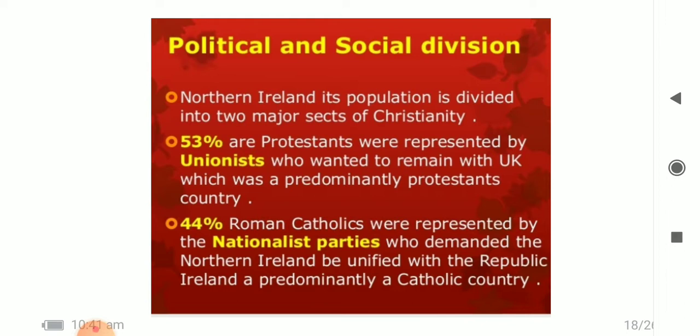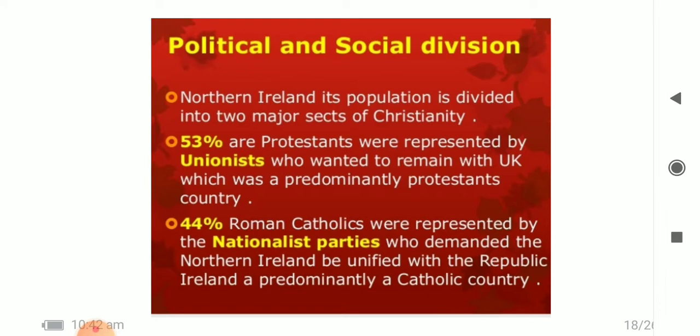Then we can see a range of outcomes. Let us take the case of Northern Ireland, that we referred to in the previous discussion. This region of the United Kingdom has been for many years the site of violence and bitter ethno-political conflicts, because if we see its population composition, it is divided into two major sects of Christianity. 53% are Protestants, well represented by the Unionist party, who wanted to remain with the UK, which was a predominantly Protestant country, while on the other hand 44% Roman Catholics were represented by the Nationalist party, who demanded that Northern Ireland be unified with the Republic of Ireland, a predominantly Catholic country.